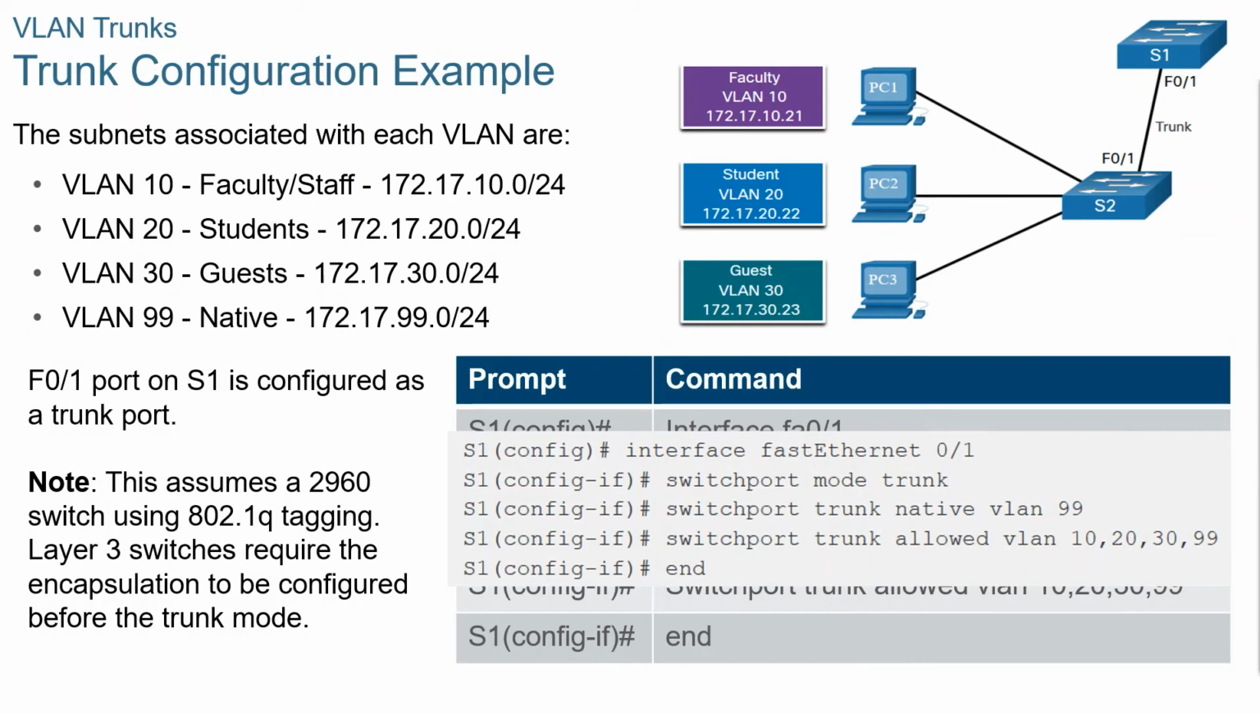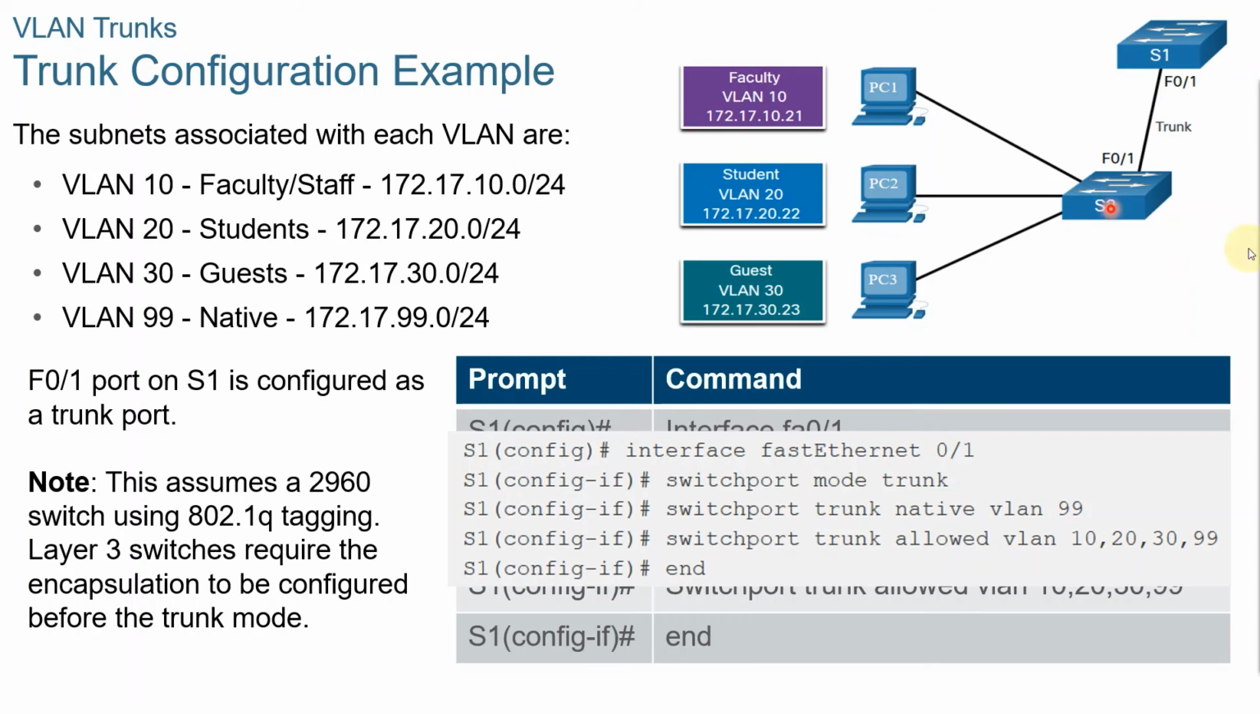So in the figure here on our example, VLANs 10, 20, and 30 support the faculty, student, and guest computers, PC1, PC2, and PC3. So Fa0/1 on switch 1 and switch 2 will be configured as a trunk port, and forward traffic for VLANs 10, 20, and 30. VLAN 99 is configured as the native VLAN in this example.